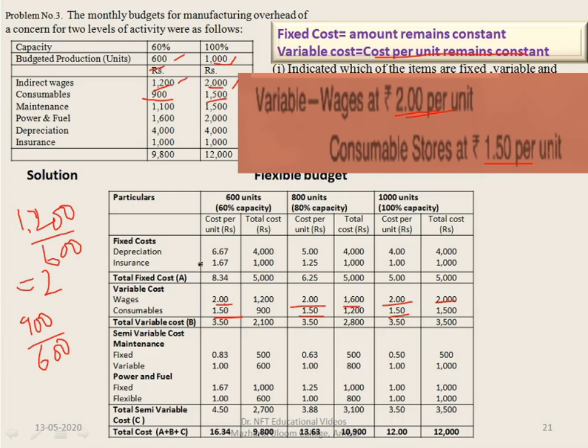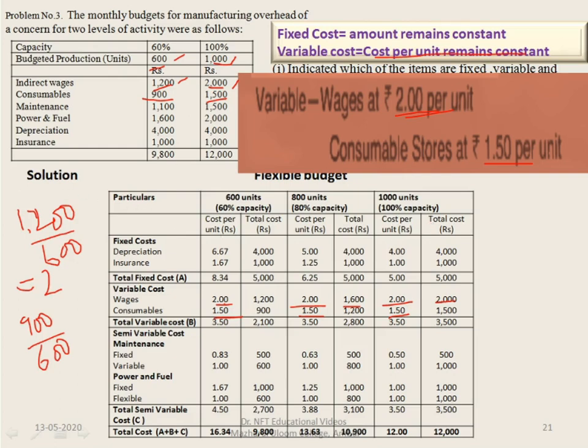So now you add up the variable cost as well. You get 3.50 of cost per unit for 600 units and 2100 for total cost of 600 units. You get 3.50 and 2800 for 800 units capacity, and 3.50 cost per unit and 3500 for total cost.